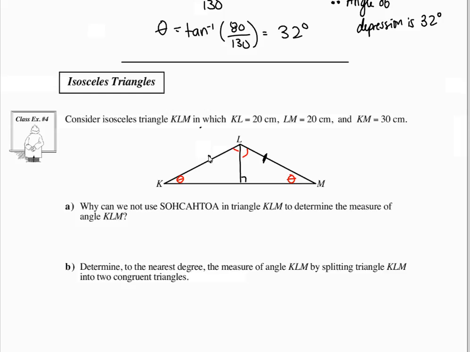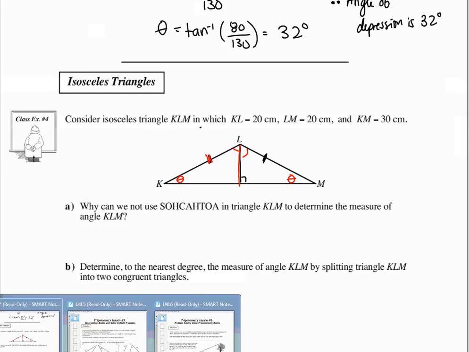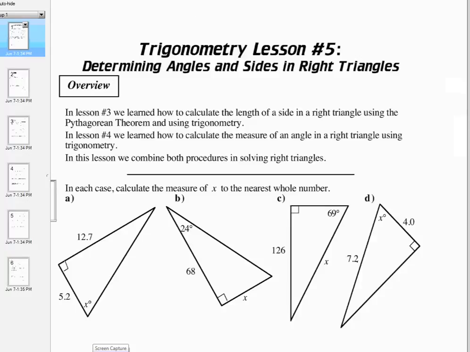That's what you need to know. That's the big part. That isosceles triangle, when you draw the line, they're going to be two equal triangles. That's all. Okay, lesson number 5. Lesson 5, moving on.